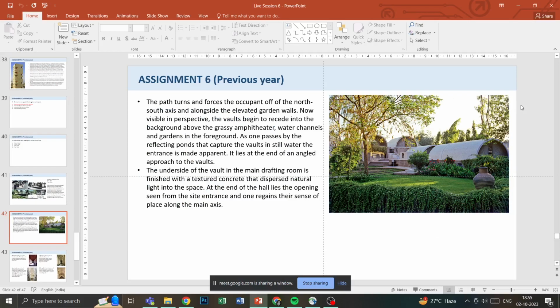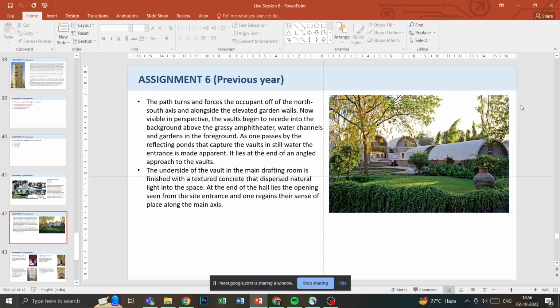This is some more description about the design of Sangat. There are lots of paths, and the paths turn and force the occupant off of the north-south axis and alongside the elevated garden walls. Now visible in perspective, the vaults begin to recede into the background above the grassy amphitheater. Water channels and gardens in the foreground. As one passes by the reflecting ponds that capture the vaults in still water, the entrance is made apparent. It lies at the end of an angled approach to the walls.